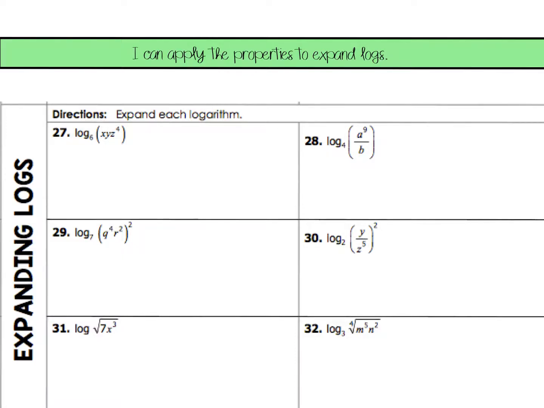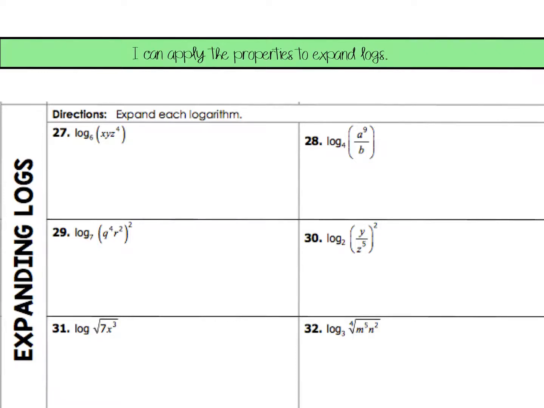So we are now going to expand. So we're going to take logs that are one piece and we're going to break them into multiple pieces. Before we were condensing, so we're taking multiple pieces and making it one single log. So we're going to go through that same process. I'll model the first couple and then you will get some time to try on your own.